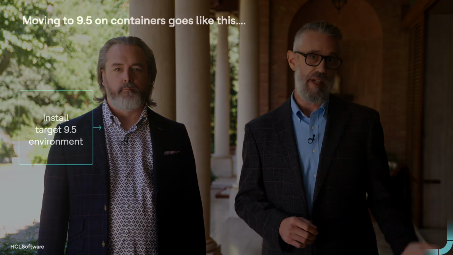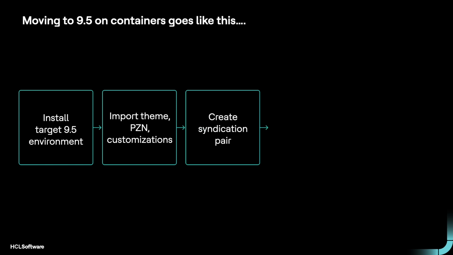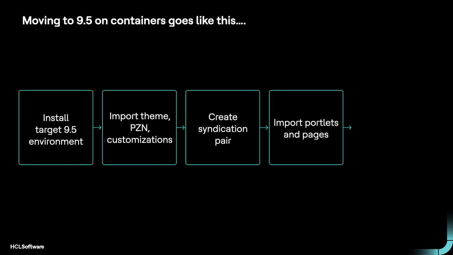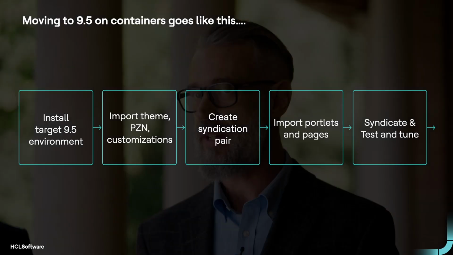Well, that's a bit more of a structured approach. You begin by preparing the existing environment, export the theme, perform content maintenance and pruning, export the portlets, pages, and personalization, and don't forget to export any customizations from the application server. Once that's set, move on to installing the new target environment for 9.5, import the theme, personalization, and any of those customizations, set up a syndication pair, import the applications and pages, initiate the syndication, and finally, test and fine-tune performance to ensure optimal outcomes.